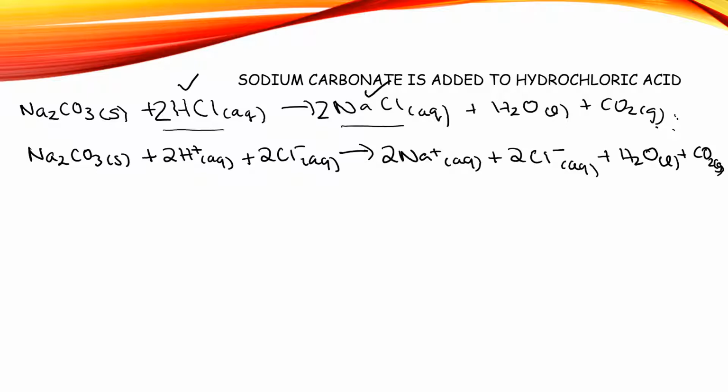Okay, let's go through and find our spectators. The sodium ions here in the solid go into solution. They're doing something, so they're all good. The carbonates get broken down into water and carbon dioxide, so they're doing something. The hydrogen ions end up in water. They're doing something. The chloride ions here are chloride ions here. They're exactly the same. They've done nothing. They are a spectator. Cross them off. Now we rewrite.